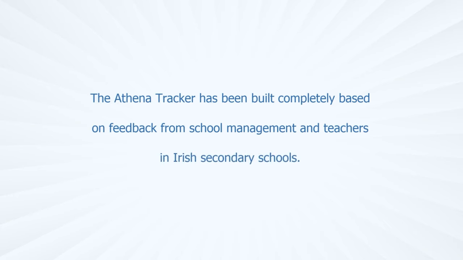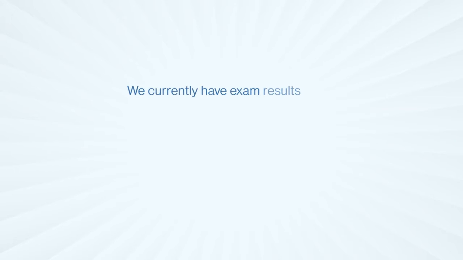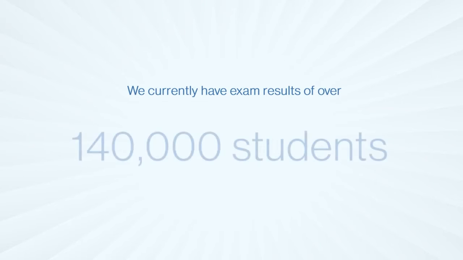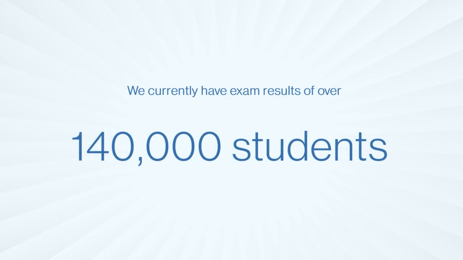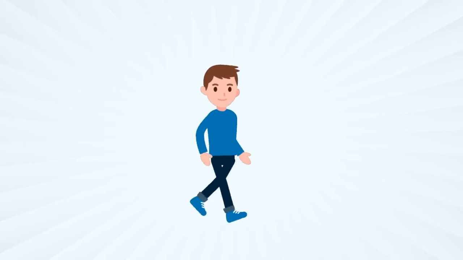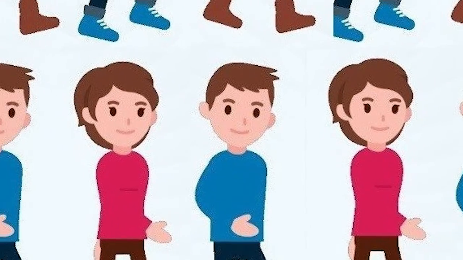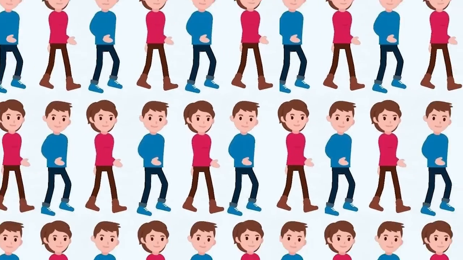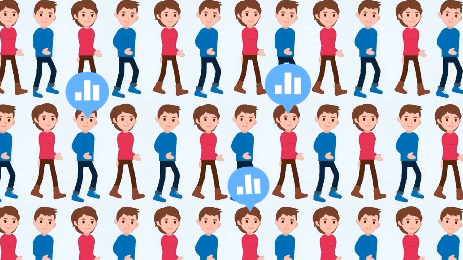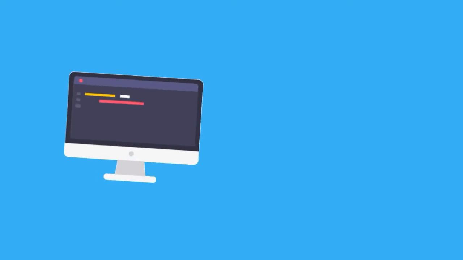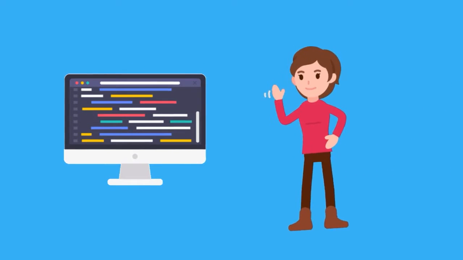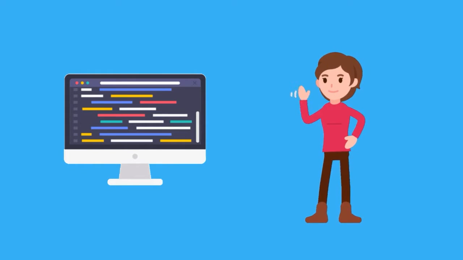So just to briefly explain how this works. We currently have exam results of over 140,000 students. When a new student is uploaded, we look through our 140,000 students and find students that have a similar profile, so similar aptitude test results. We then look at what these similar students went on to get in each subject, and this forms the baseline starting point expectation for each new student.